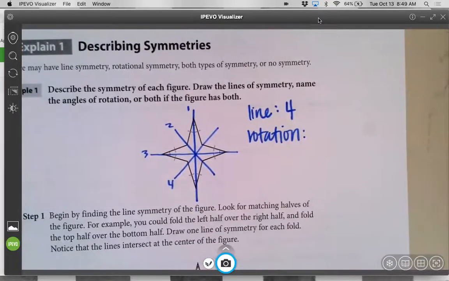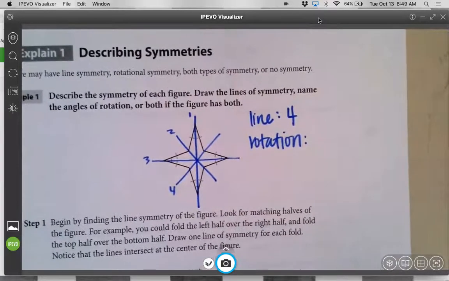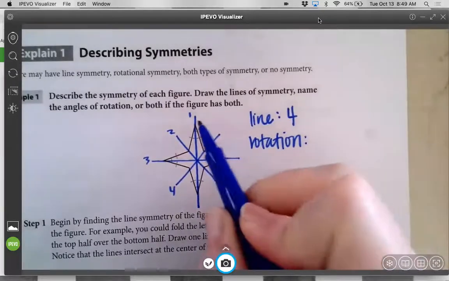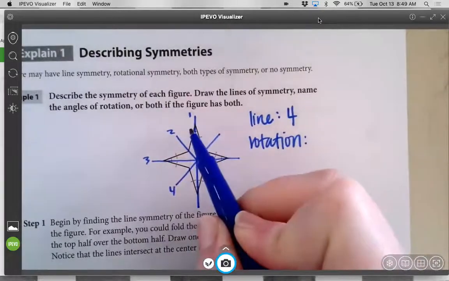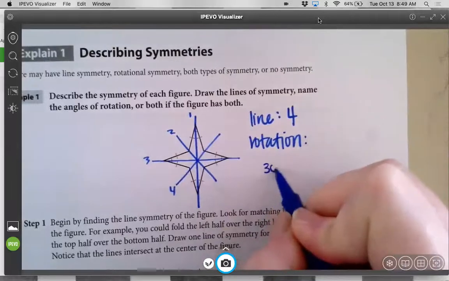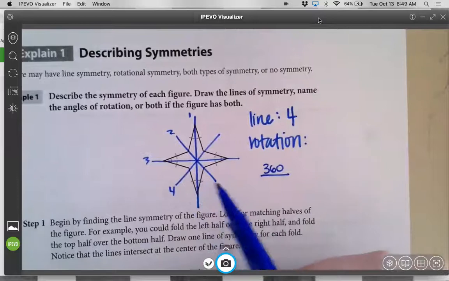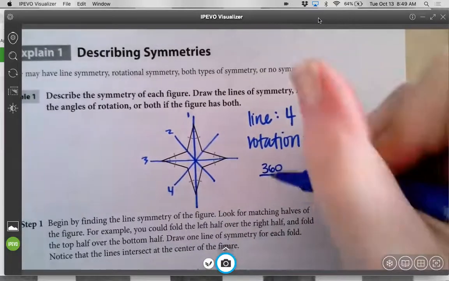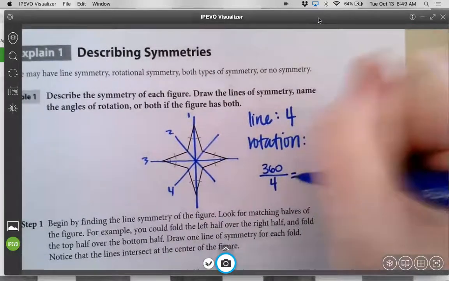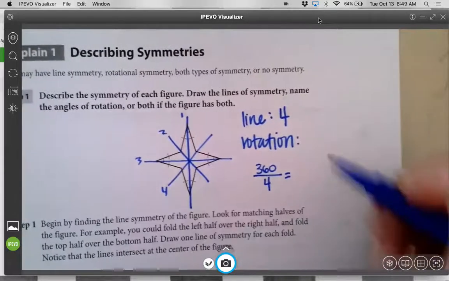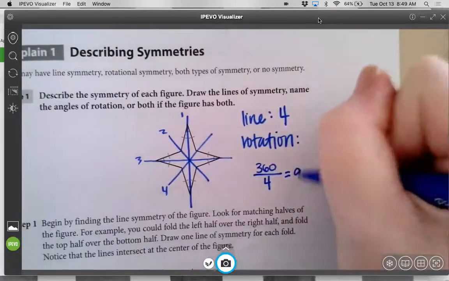For rotational symmetry, you start with what number that everything uses? How many degrees would it take to spin this top corner all the way back around? Yep. And then we divide it by the number of even chunks. How many even chunks are there on this shape? 4, yeah. No question mark. So 360 divided by 4 is going to give us 90 degrees.